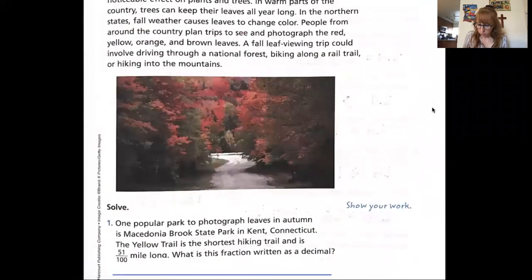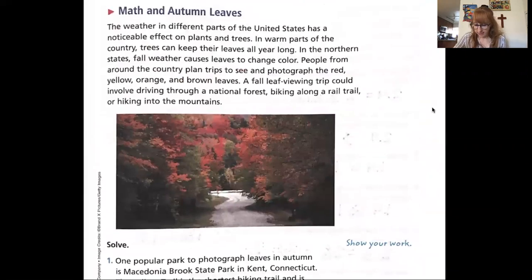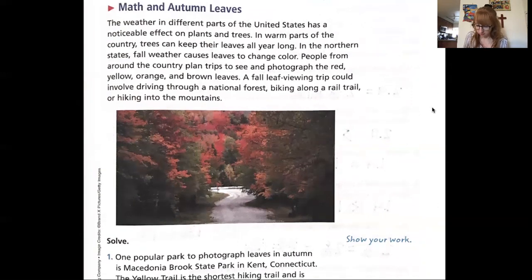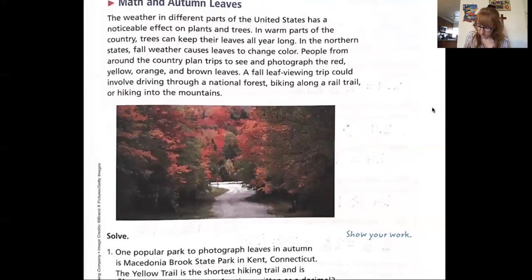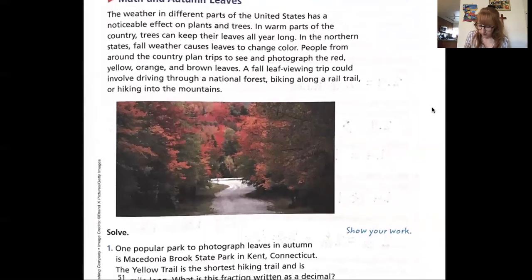So the weather in different parts of the United States has a noticeable effect on plants and trees. In warm parts of the country, trees can keep their leaves all year long. In the northern states, fall weather causes leaves to change color. People from around the country plan trips to see and photograph the red, yellow, orange, and brown leaves. A fall leaf viewing trip could involve driving through national forests, biking along a rail trail, or hiking into the mountains.